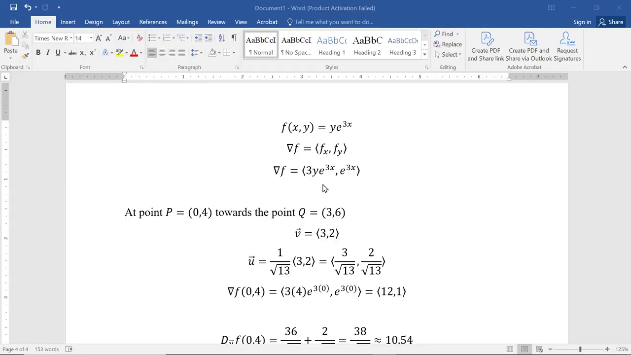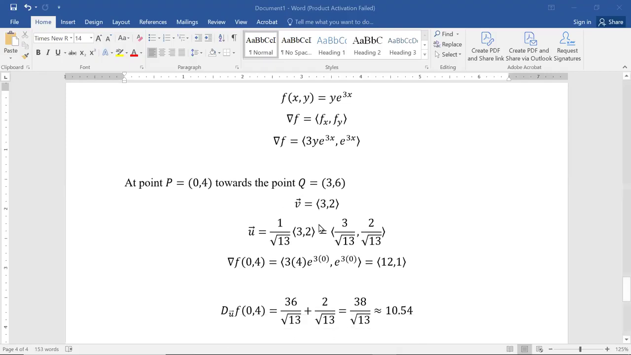Like I said, we've already found the gradient of this function. y times e to the 3x has gradient 3y e to the 3x, comma, e to the 3x. So that's the gradient. And earlier we said, well, if we're moving towards Q, that gave us a directional derivative of about 10.54. So that's the instantaneous change in z measurement. Again, that's starting at the same point of (0, 4). Starting at a different point, we'd get a different value.